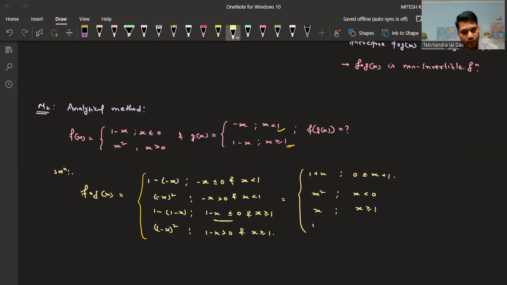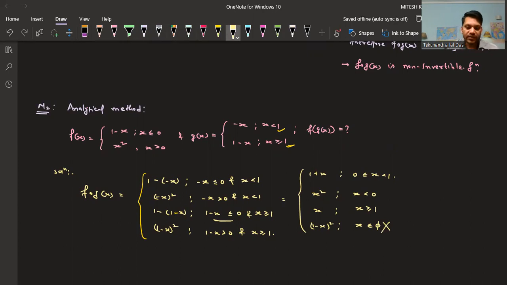Now (1 minus x) whole square. Find the intersection here. This is x less than 1 and this is x greater than or equal to 1. Is there an intersection? No, so x belongs to the empty set. There is no domain for this part, so this part is invalid.